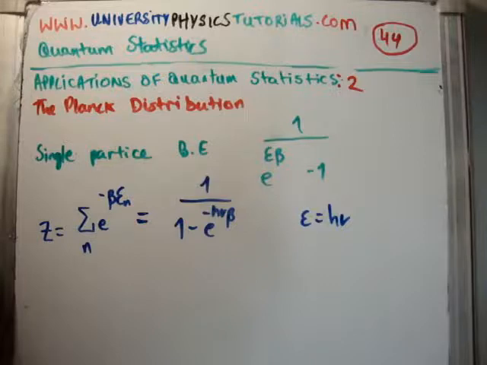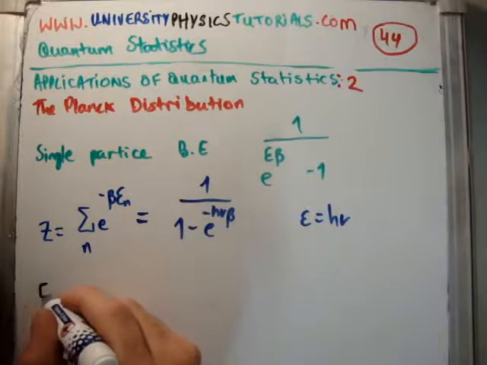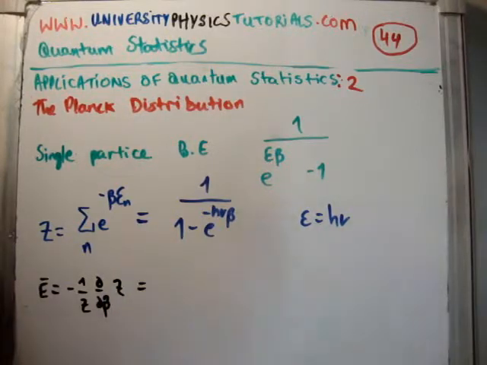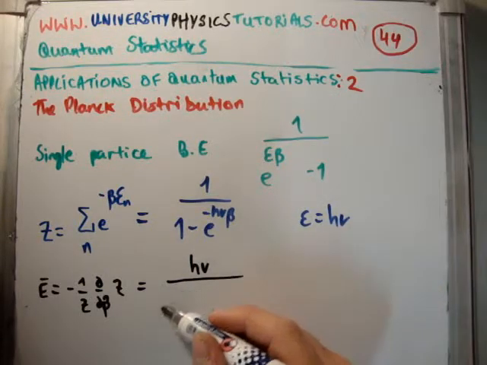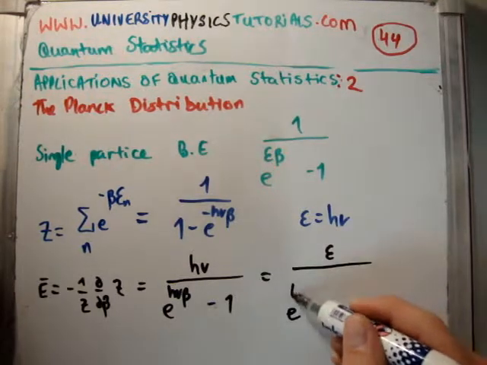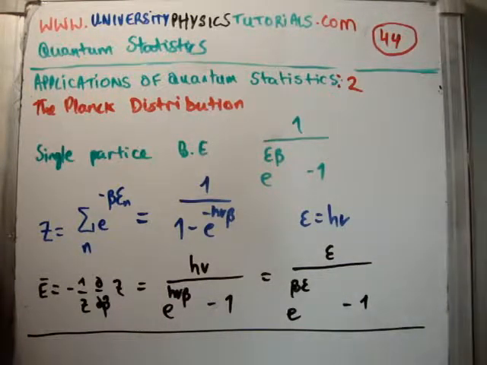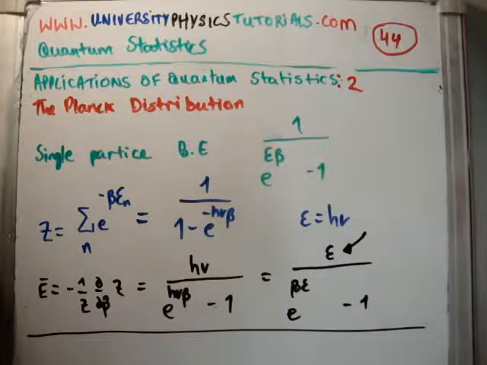This is the partition function for all the energy levels for a single photon or a single oscillator. Also in video number 36, we know that the average energy is equal to minus 1 over the partition function times del del beta of the partition function. I'll let you do the differentiation because I've already done it in the past. We'll find that the answer is h nu over e to the h nu beta minus 1, or in terms of our quantum of energy epsilon, epsilon over e to the beta epsilon minus 1. So we're seeing straight away some similarities. For a single oscillator, the average energy is the single quantum of energy multiplied by the occupancy or distribution function.